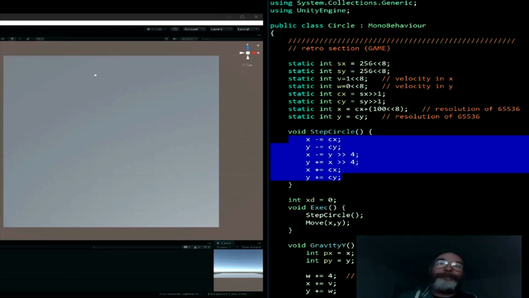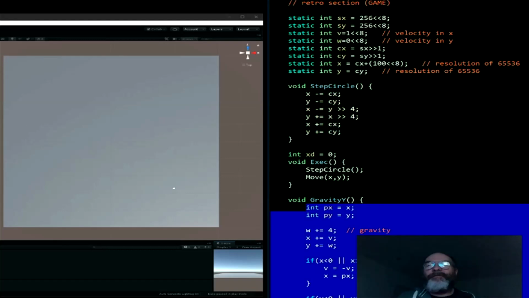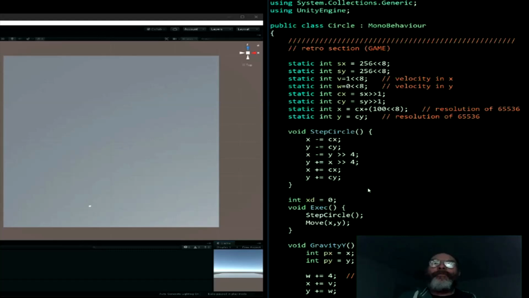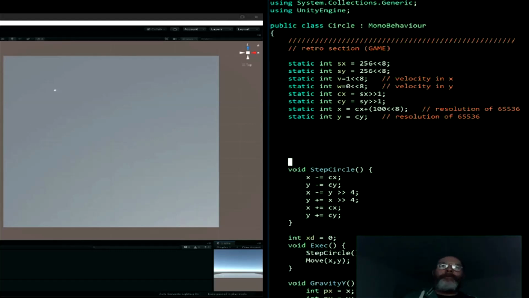I'm not actually using the velocity in the circle drawing, by the way. All I'm doing is manipulating the coordinates of the point. I'm not even using velocity. But we do have velocity because we were using that in gravity simulations. That's already there. Let's do it.